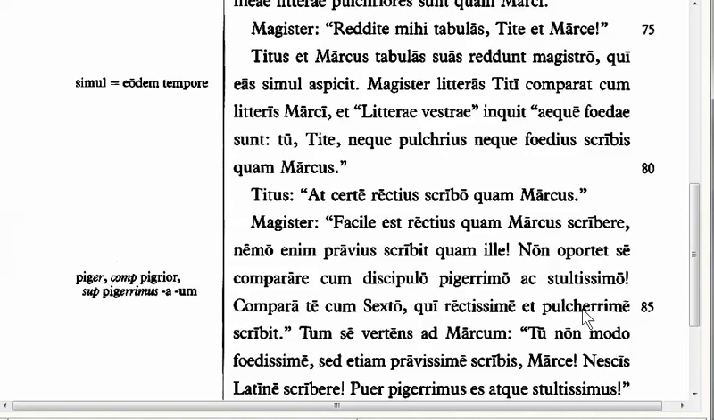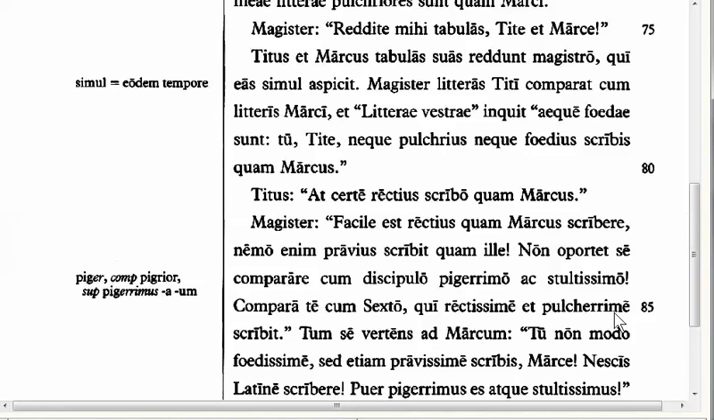So now we see that our adverb superlatives are going to be in the two forms of -issime and -errime, just like the adjectives were -issimus/a/um and -errimus/a/um.